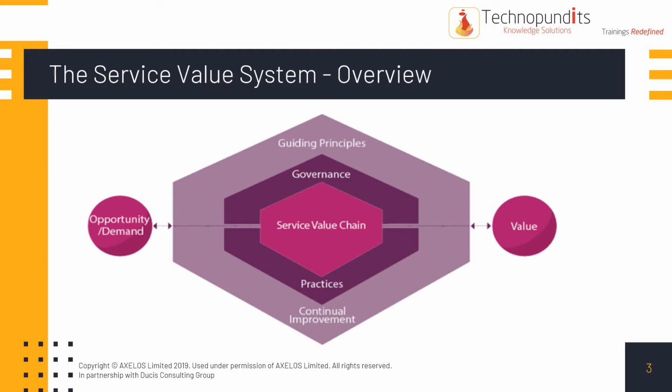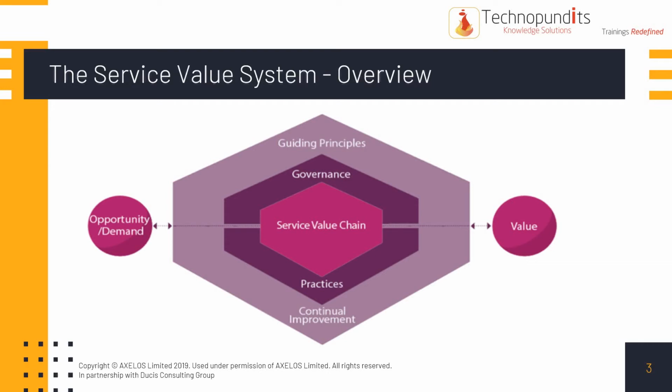The ITIL SVS describes the inputs to this system, which is opportunity and demand, the elements of this system, and the outputs, which is achievement of organizational objectives and value for the organization, its customers, and other stakeholders. Opportunities represent options or possibilities to add value for stakeholders or otherwise improve the organization. Demand is the need or desire for products and services among internal and external consumers.